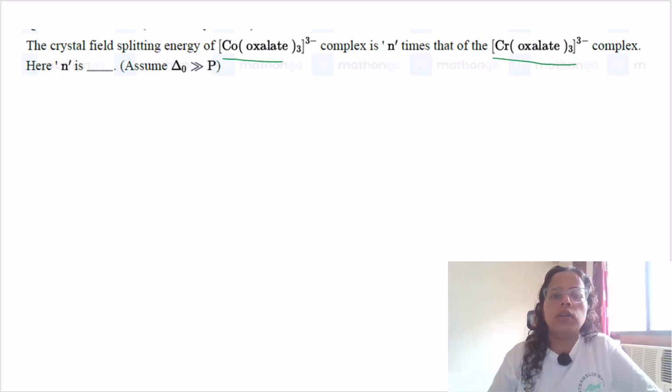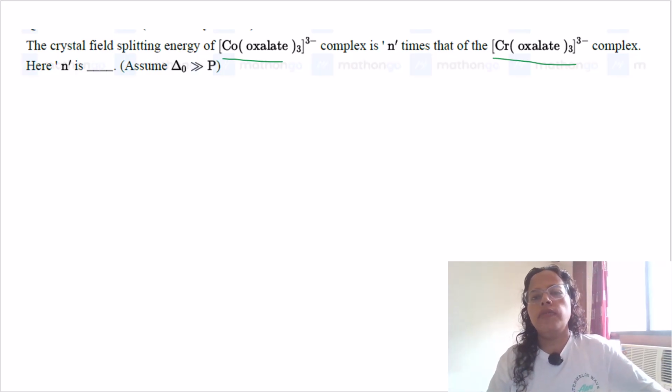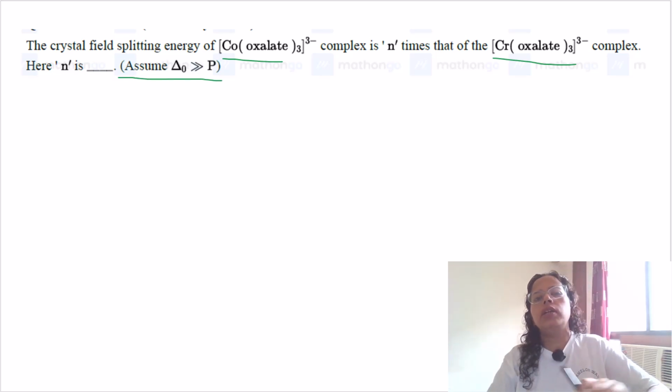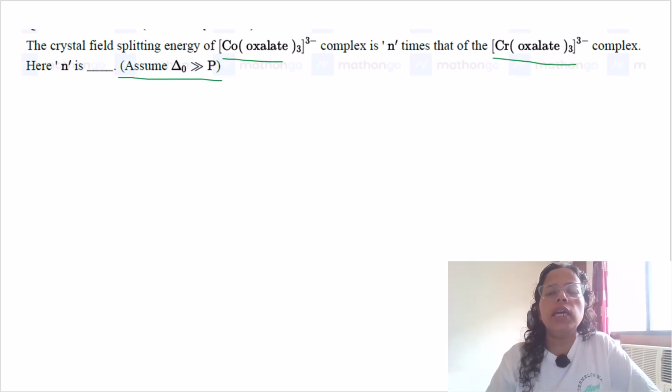Okay, so the crystal field splitting energy, CFSE, has to be calculated for both these complexes, and then we have to calculate the value of n, which is, the CFSE of cobalt is n times that of chromium. So this value of n has to be calculated. Here it is also written to assume that delta octahedral is much greater than P. So what is P here? The P here is the pairing energy.